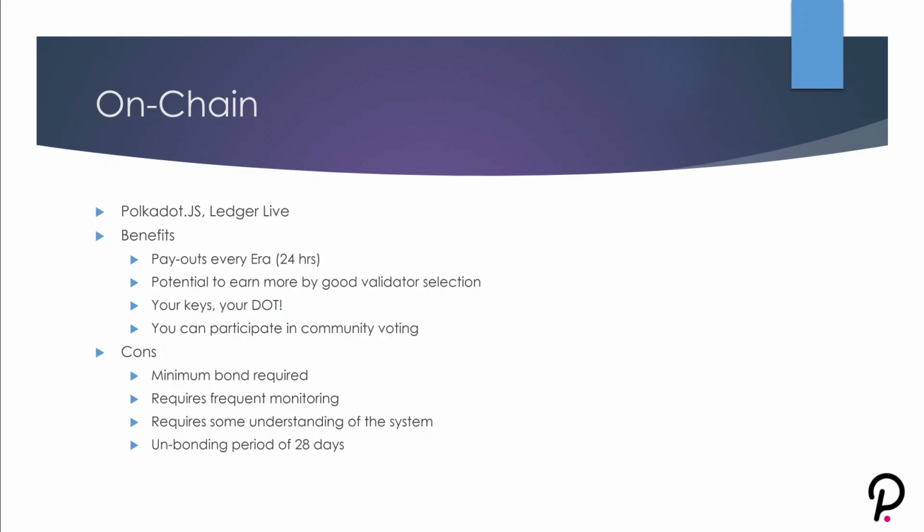Ledger Live is a bit new, so I won't cover much of that, but I'm sure as it matures, it will have all the functionality that we are looking for. The benefits of on-chain: you get payouts every era, which is 24 hours.